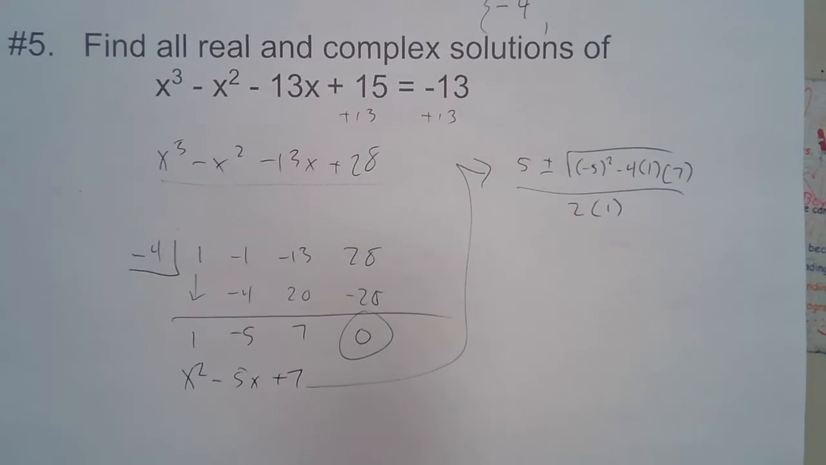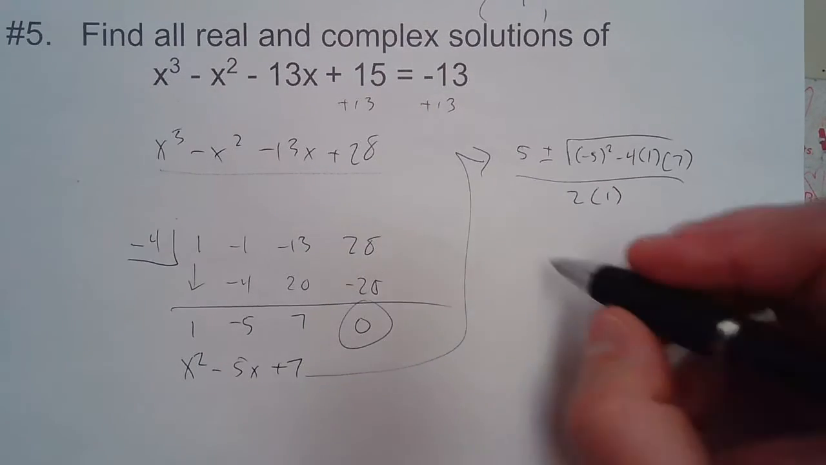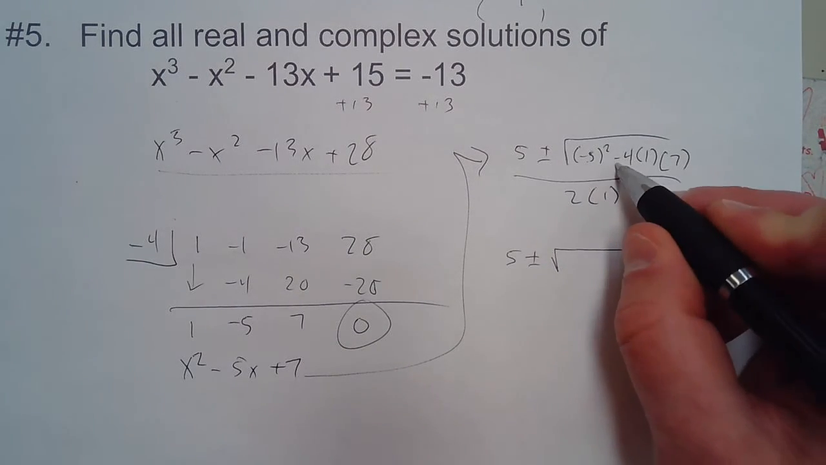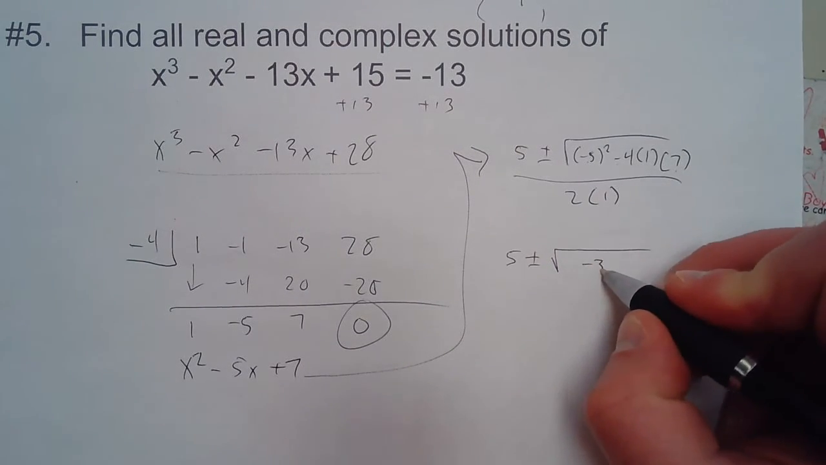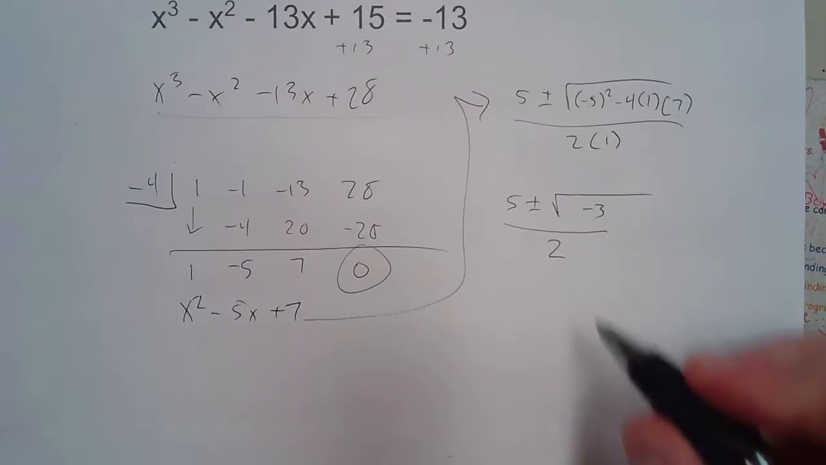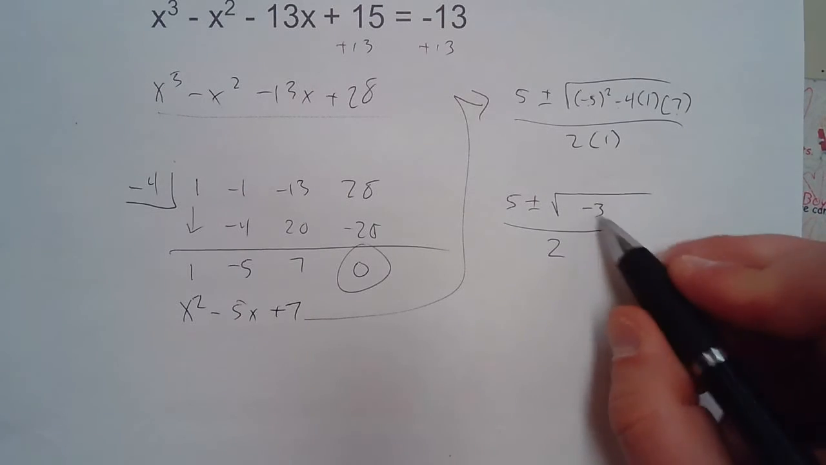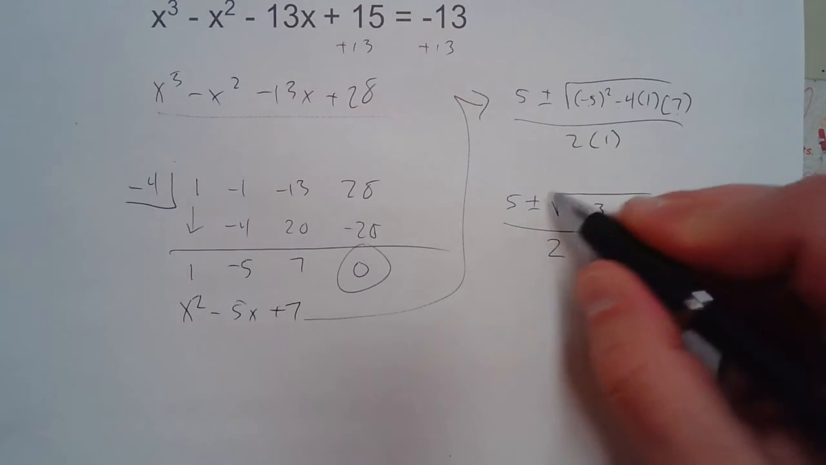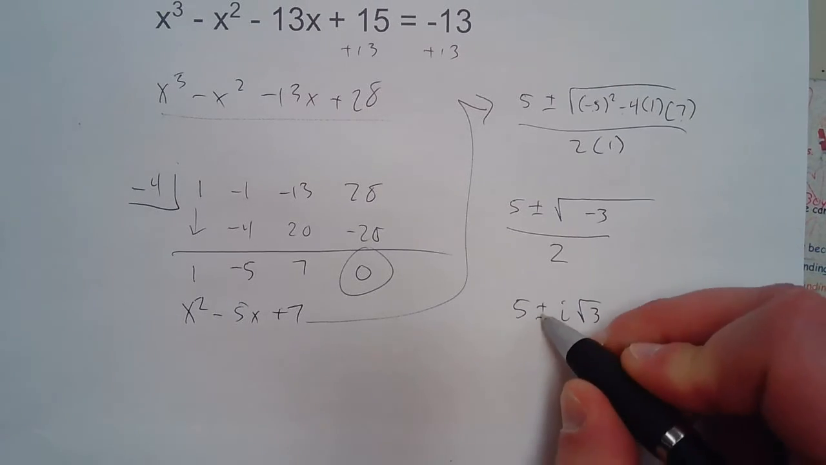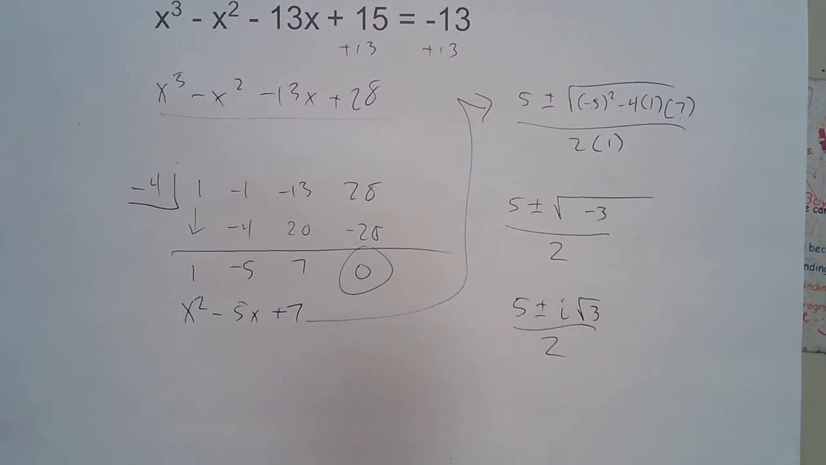All right. So we're going to simplify this out. And it looks like we're going to get an imaginary value, which is what we expect going into this. So we're going to have 25 minus 28, which is just negative 3. This is a pretty easy root to simplify because 3 is prime, so there are no perfect squares that go into it. So we can just bring the negative out as an i. So our solution is going to be 5 plus or minus i root 3 over 2.